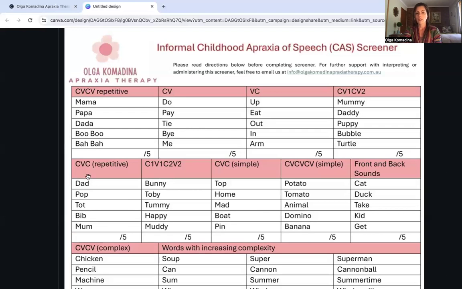Well, how are we going to make the CVC words harder? We're going to move to the CVC ones with the simple early sounds. So we don't need to keep the consonant the same every time. Now it's top, home, mad, boat, pin, pot, mop, lots of words. And you'll find as we get to these columns, a lot more words become available to us. It's sometimes hard to be sticking to the CVCV repetitive level because we're limited with the words. There's not that many words that are duplicated like that.